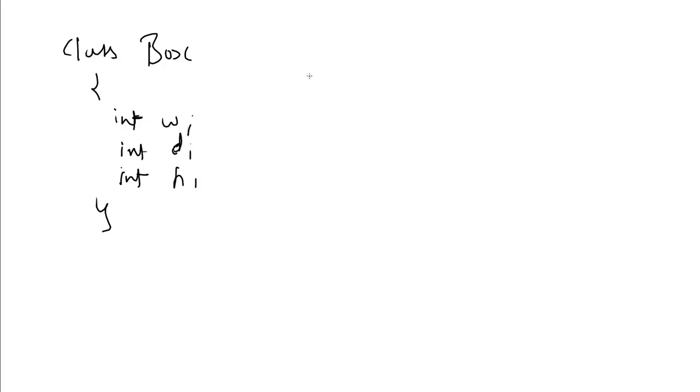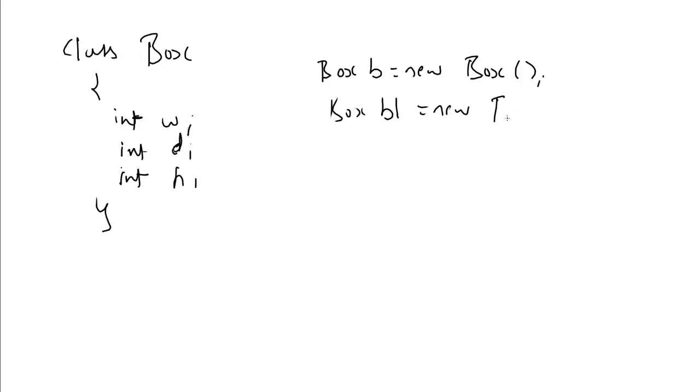Now I will be able to create three instances of this, right? I can create a number of instances of this. Basically I am trying to create an object of this. Box b is equal to new Box. Box b1 is equal to new Box. Box b2 is equal to new Box.